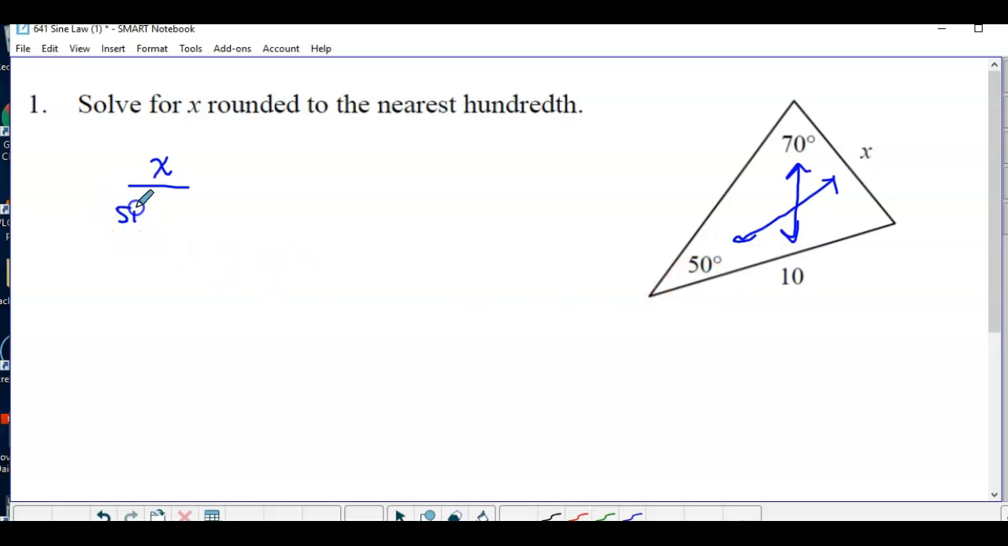So now sine 50. I don't even put A's, B's, C's, and D's. And then the side. So always match these up. If you've got the side in the numerator, this side has to be in the numerator.